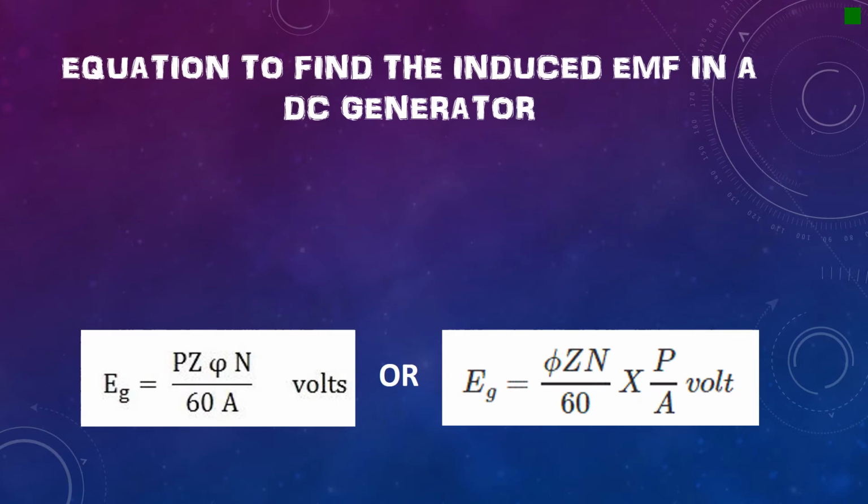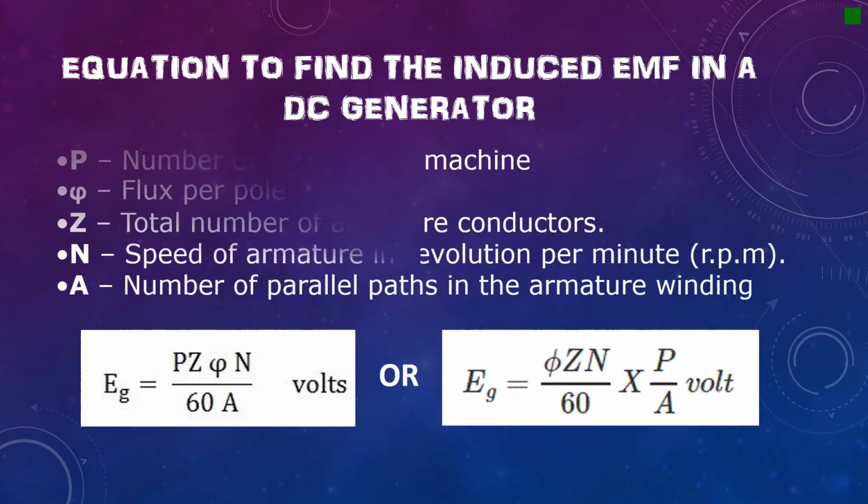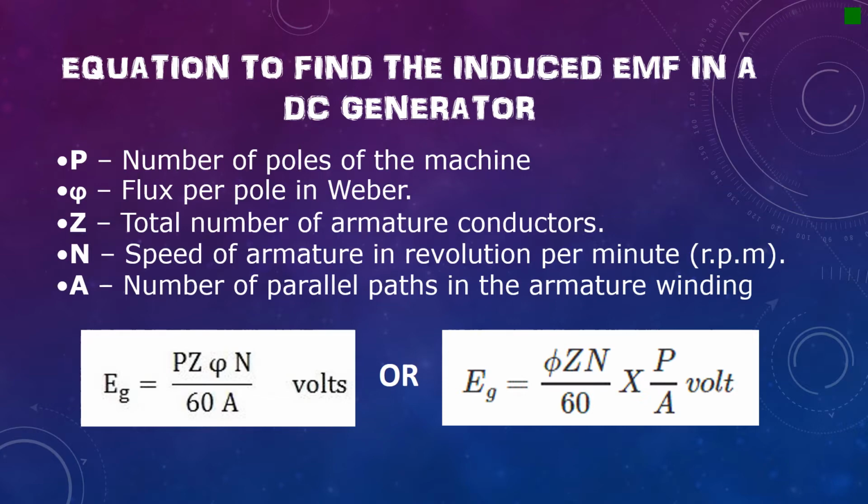As for the equation to find the induced EMF in a DC generator, we use the formula E equals to Pz phi N over 60A, where P is the number of poles of the machine, phi is the flux per pole in Weber, Z is the total number of armature conductors, N is the speed of armature in revolution per minute RPM, and A is the number of parallel paths in the armature winding.